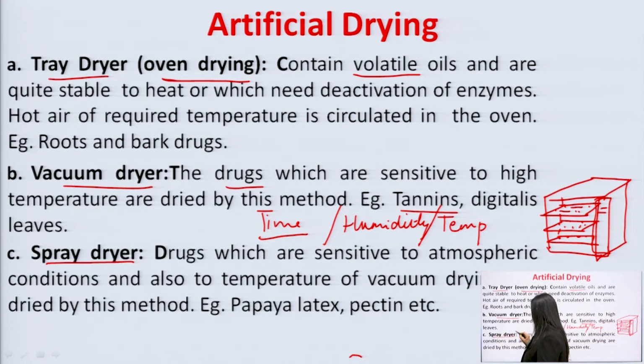Another is the spray dryer. Drugs which are sensitive to atmospheric conditions and also to the temperature of the vacuum drying, they are dried with the help of the spray dryer. For example, papaya latex and pectin.